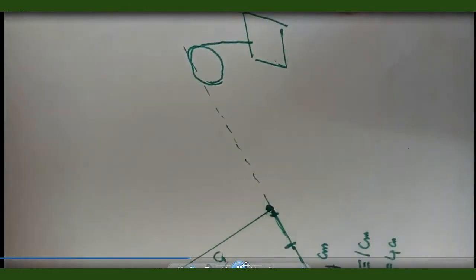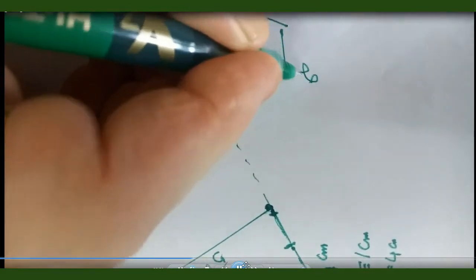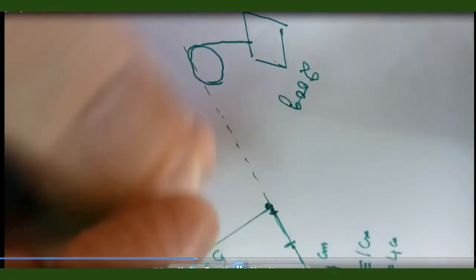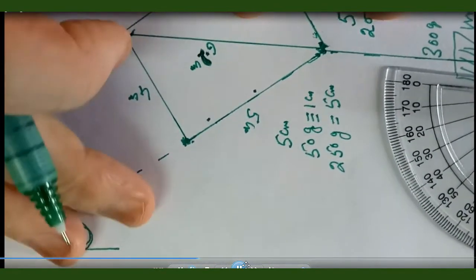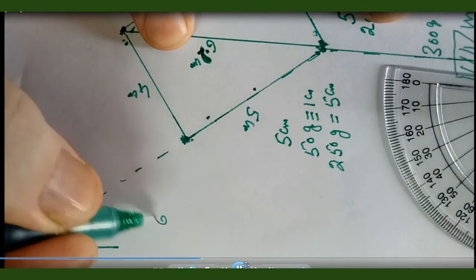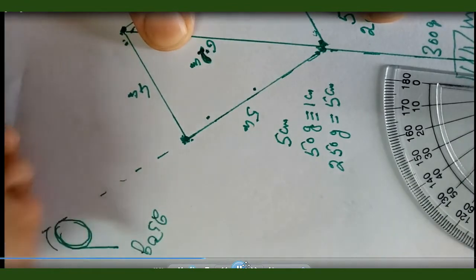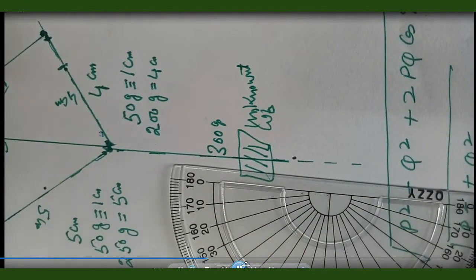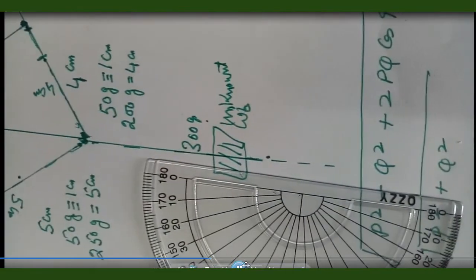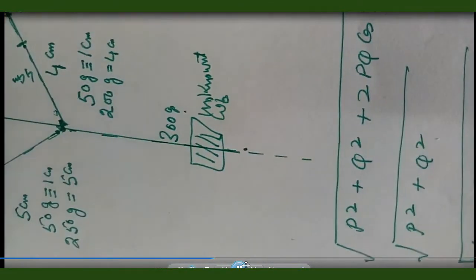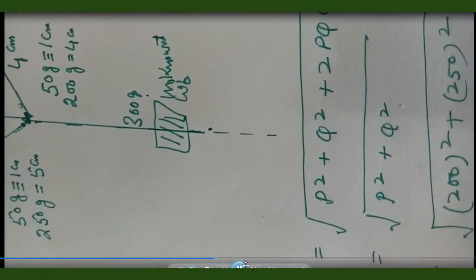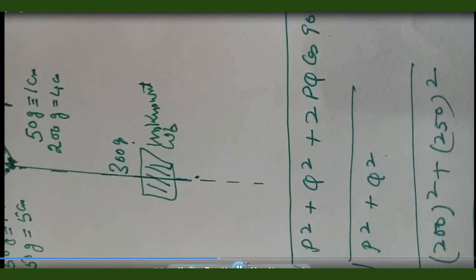Okay, so this was 200 gram. That's why we cut 4 centimeter. This is 250 gram. That's why we cut 5 centimeter. So the unknown weight is 300 gram. We know it is 300, but in the question it is unknown.